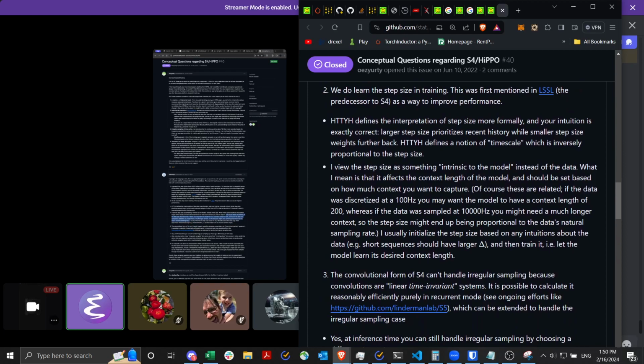Okay, and notice what he says here. It was a little bit confusing for me the first time I read it. If the data was discretized at 100 hertz, you may want the model to have a context length of 200, whereas if it's at 10,000 hertz, you might need a much longer context. The word longer is a little confusing here, because you would think, wait, if you have a higher sampling rate, how are you going to also make the context longer in time? You're going to have to remember doubly more things, right? But he means longer in terms of the number of slices.